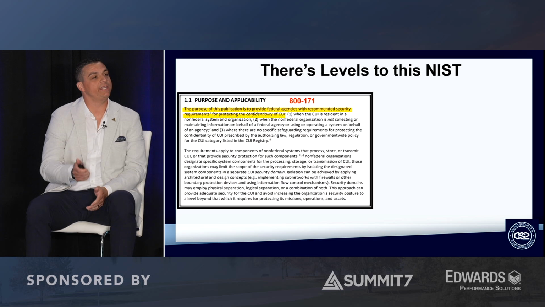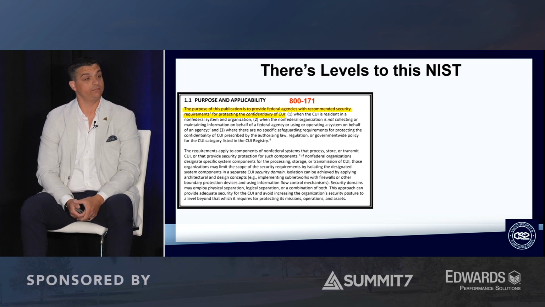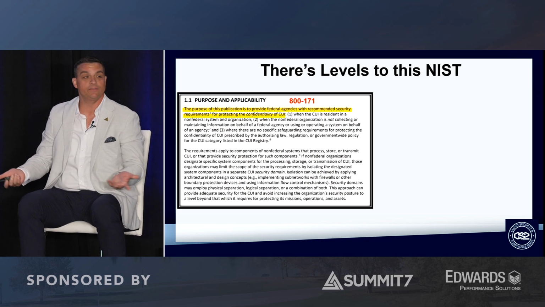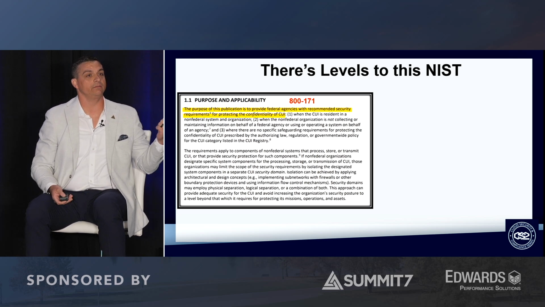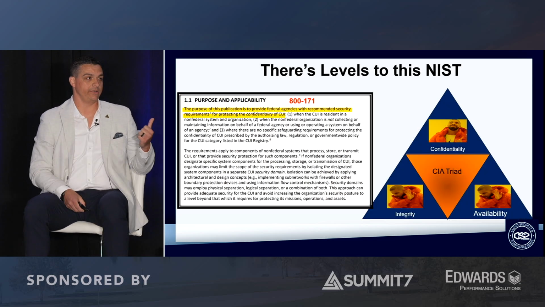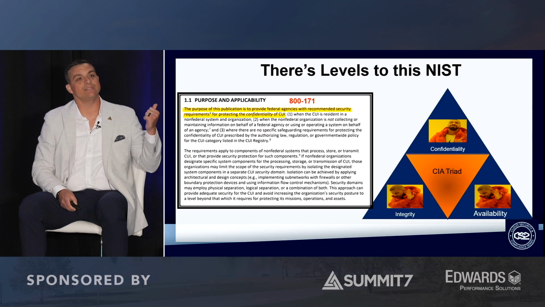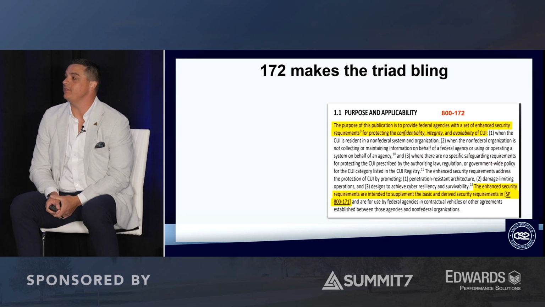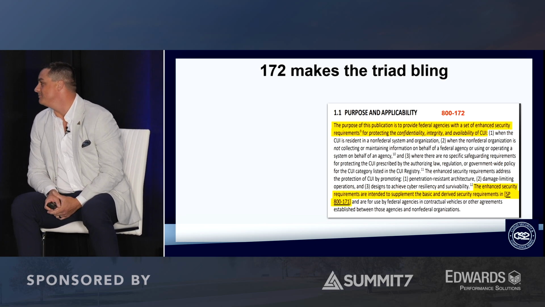Well, first and foremost, we know that it was a part of this plan because within the first 5 pages of the document, they tell us 171 is strictly for the purpose of this publication is to protect the confidentiality of CUI. That's it. So everybody on their soapbox talking about 800-171 doesn't have integrity and availability, it wasn't the plan. There is no integrity and availability. But part of the NIST plan was to use 172 to make the triad brilliant.